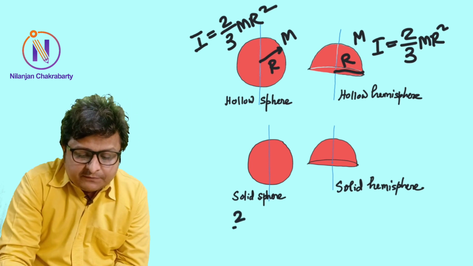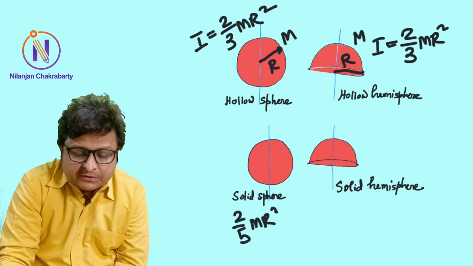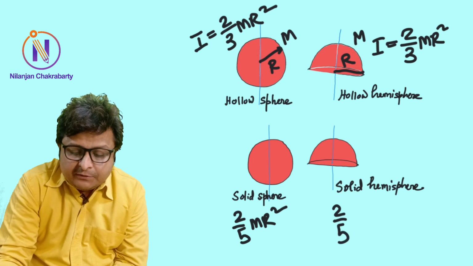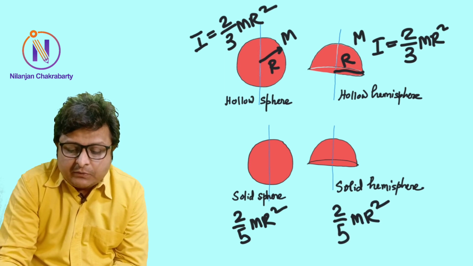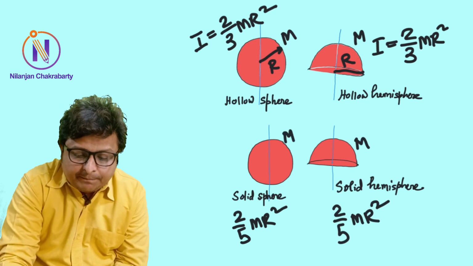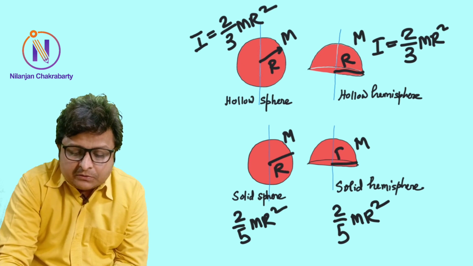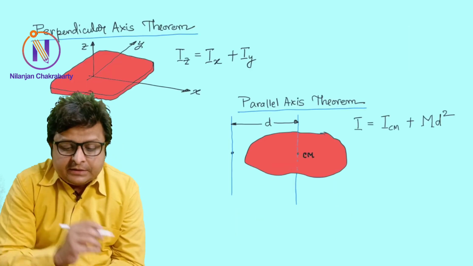Now solid sphere, it is 2/5 mr², and solid hemisphere it will be same, 2/5 mr², provided the mass is same and the radius is also same. Come on, let's go to the next page.